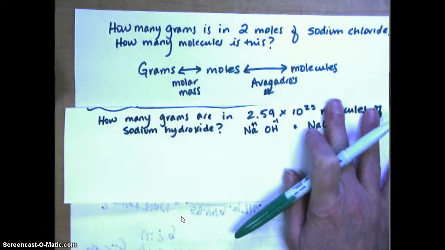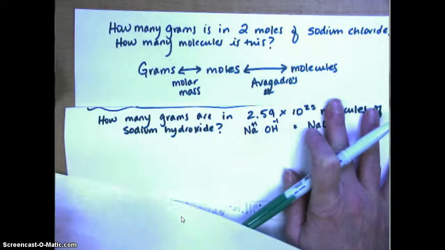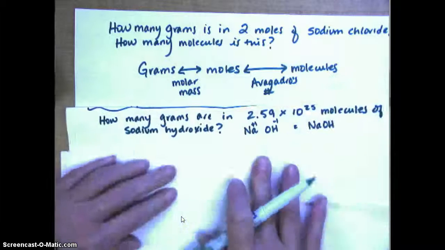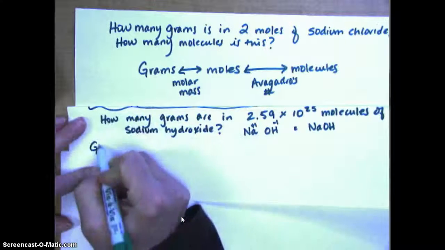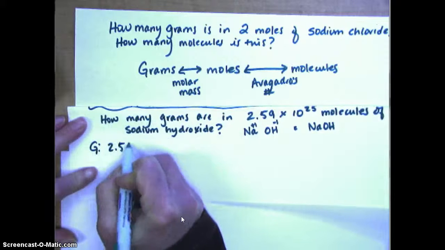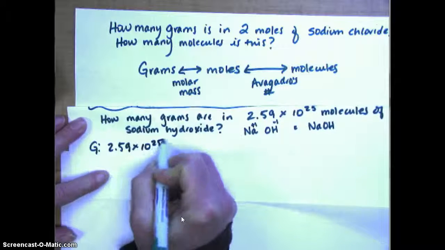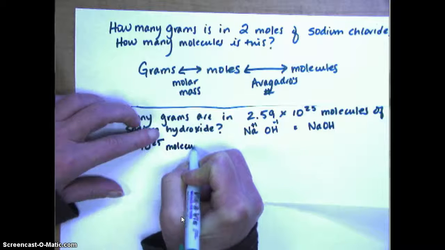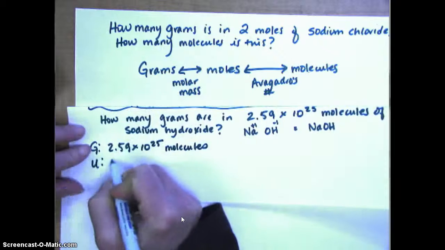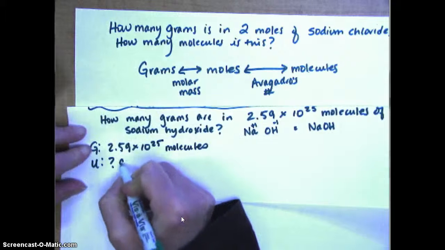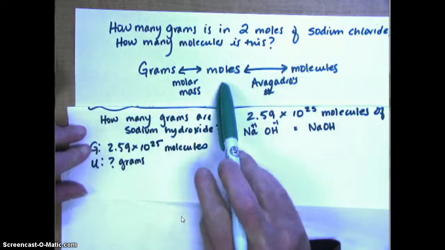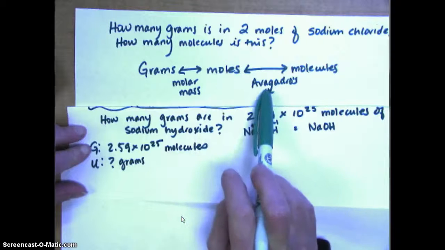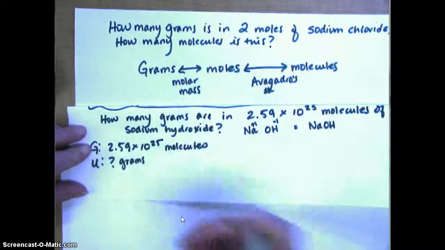we will be figuring out how many grams are in this substance by first having to convert. We start off with, the given is 2.59 times 10 to the 25th molecules. And the unknown is how many grams. So we're going to have to go from molecules to moles first. That will be the first step, using Avogadro's number, and then from moles to grams using molar mass.